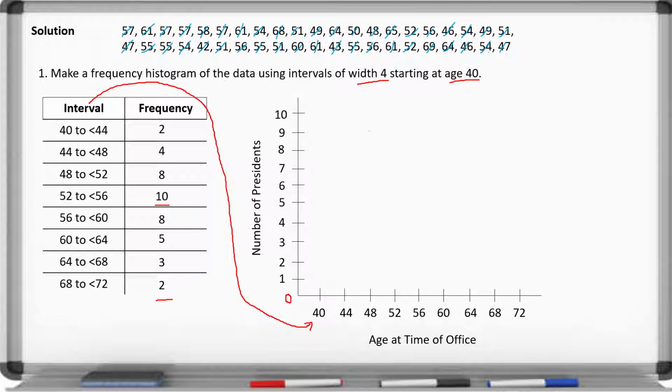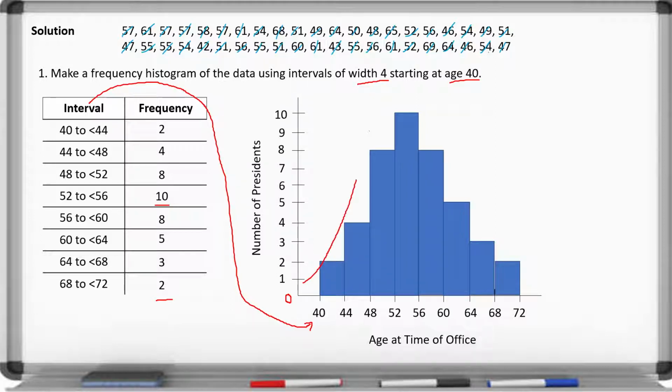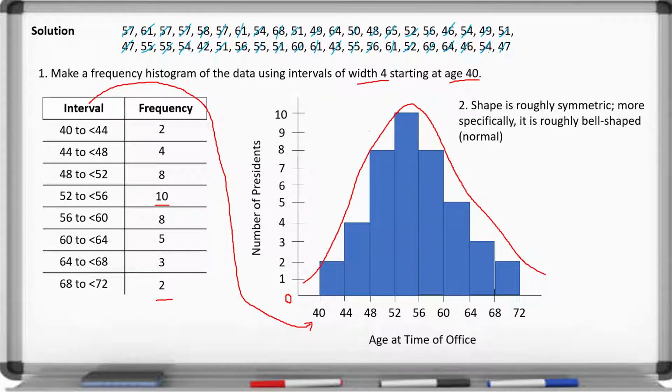All right, so if we draw the bars, from 40 to 44, we have 2 presidents. Between the ages of 44 and 48, we have 4 presidents. Then 8 presidents, 10, 8, 5, 3, and 2. So looking at the shape, this looks roughly symmetric. It almost looks bell-shaped. So the shape is clearly roughly symmetric. More specifically, we call it bell-shaped or normal.